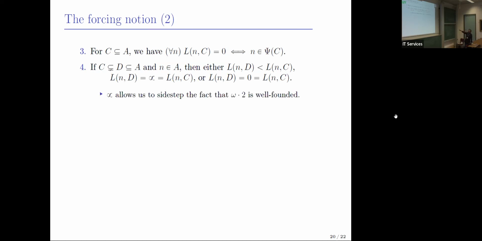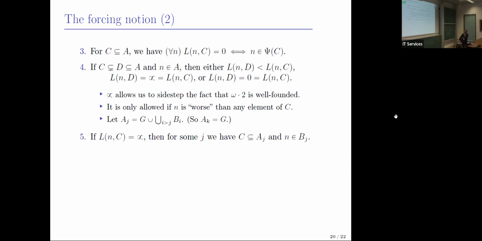That allows us to sidestep the fact that omega times 2 is well-founded. So we don't allow that behavior all the time. It's only allowed if N is worse than any element of C. If I let AJ be the good sets union all the higher bad sets BI for I greater than J, then if C labels N with a placeholder, for some J, N is in BJ, but C is a subset of AJ. So C looks good from the perspective of N.